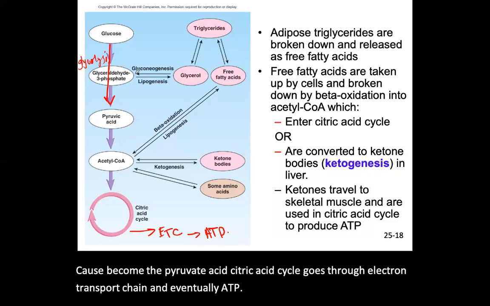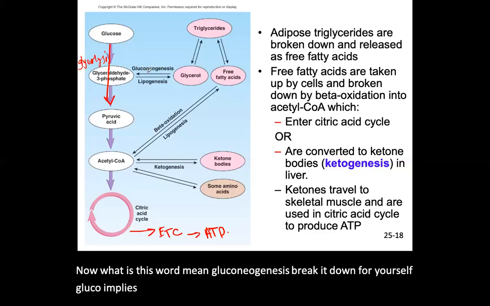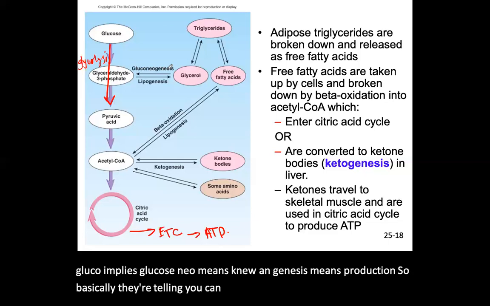Now, what does this word mean? Gluconeogenesis. Break it down for yourself. Gluco implies glucose, neo means new, and genesis means production. So basically, they're telling you, you can take an organic molecule, which in this case is glycerol, and convert it to glucose.